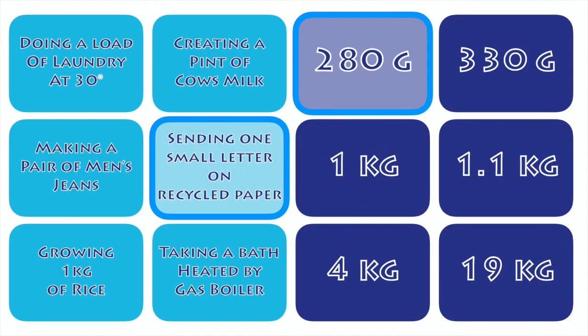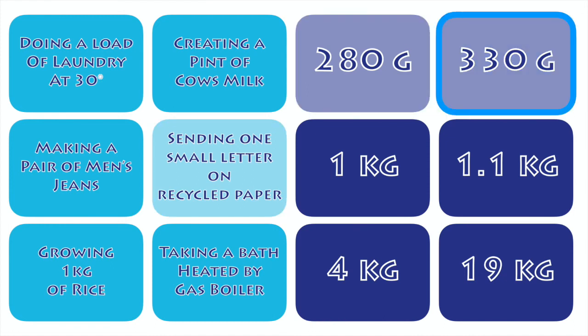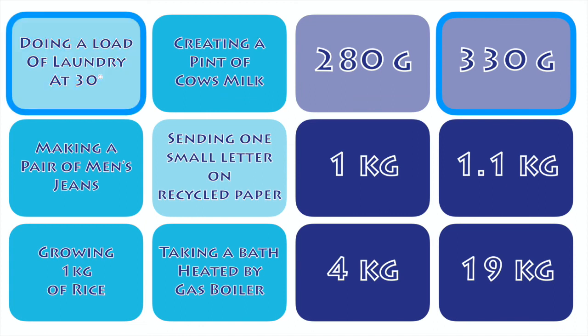The average cost is 280 grams, and I'm getting all of my measurements from a book by Mike Berners-Lee called How Bad Are Bananas? Did you get the first one right? Next up, 330 grams. Do you have an idea? A load of laundry at 30 degrees will use around 330 grams of carbon.